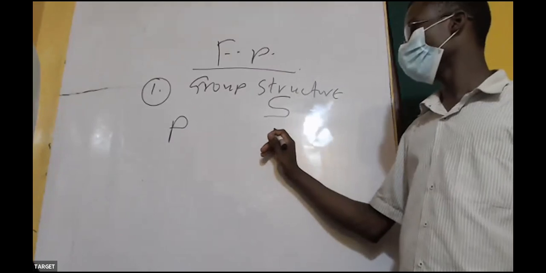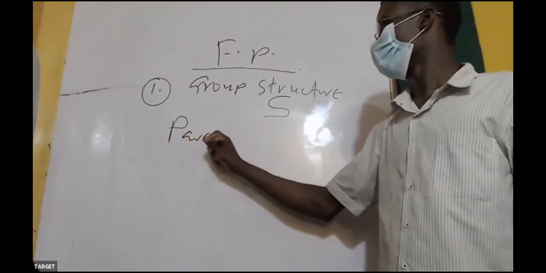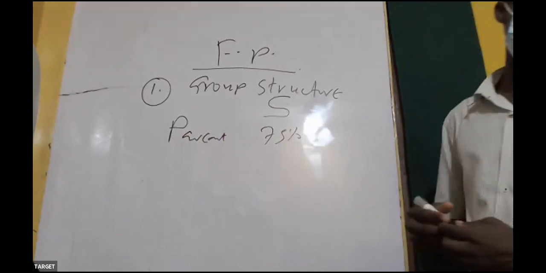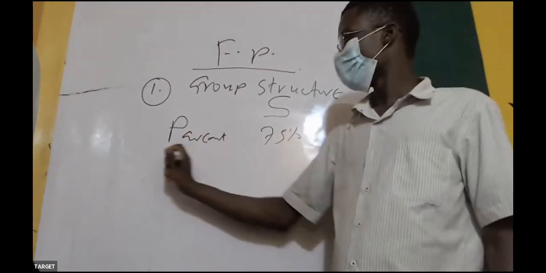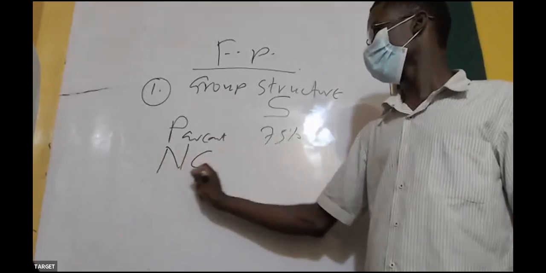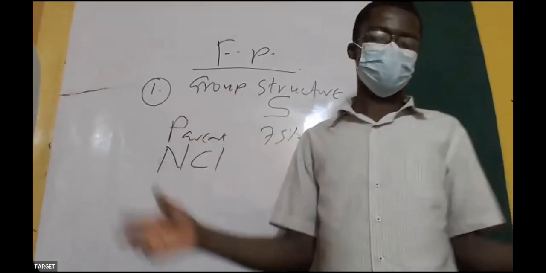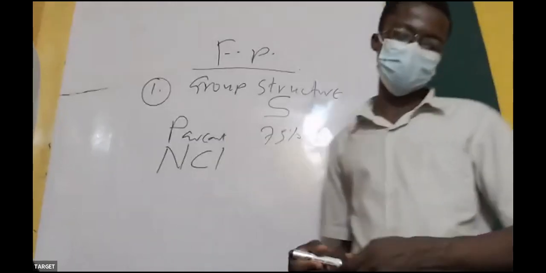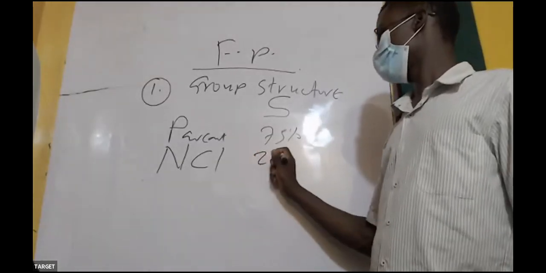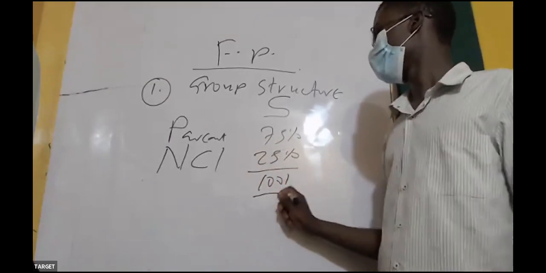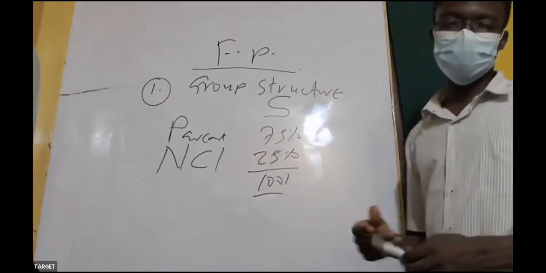And then the percentage holding, maybe the parent owns 75% of the subsidiary. Then what about the non-controlling interest, NCI? The other percentage held by the other people is 25%. When I put all of them together, I'll get 100. That is how the group structure will look.